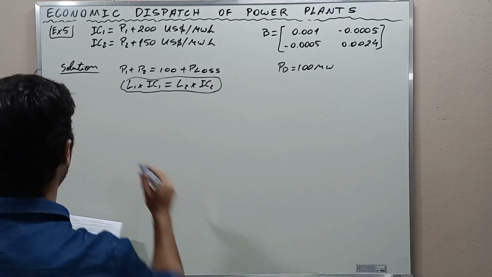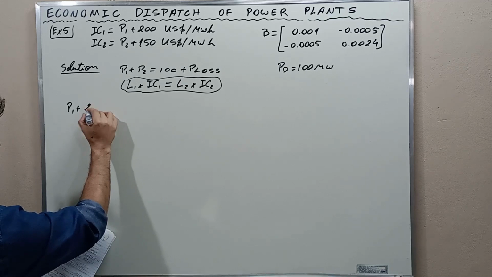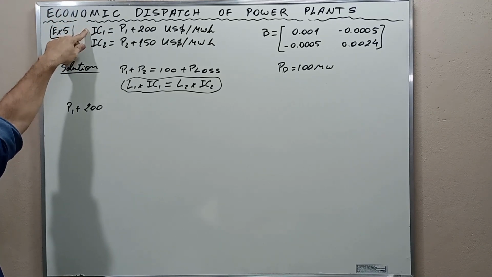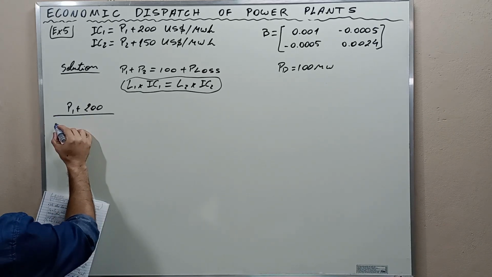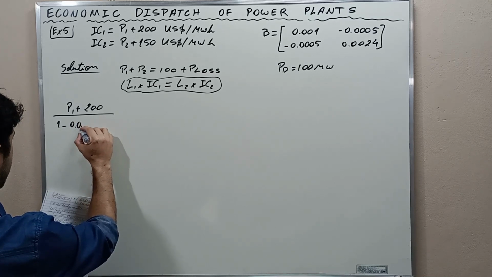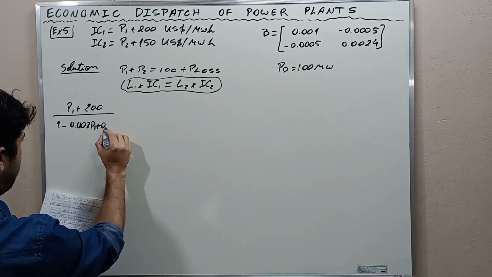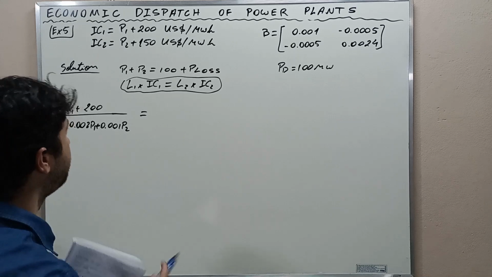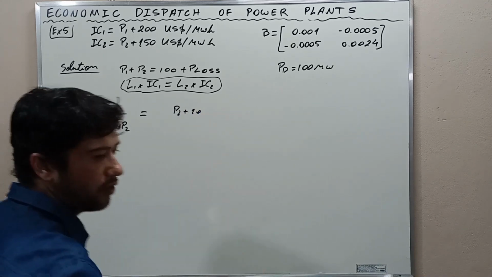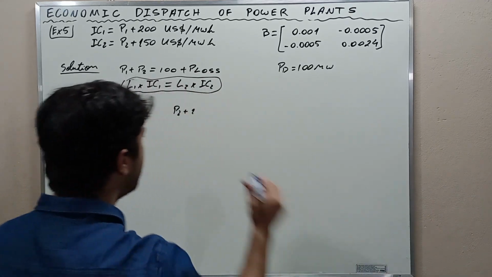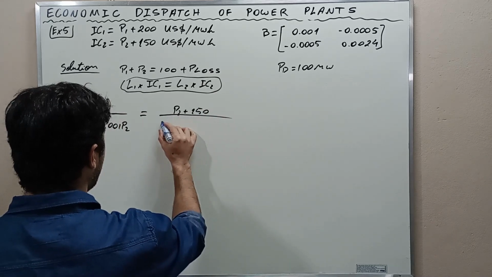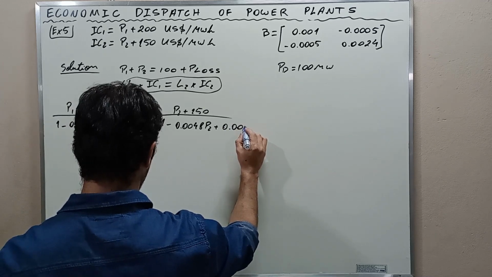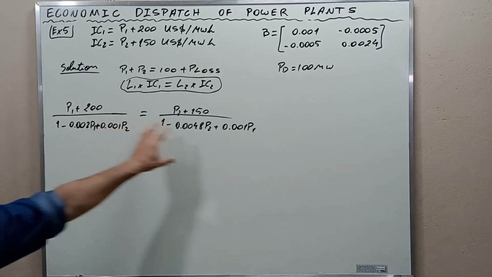So P1 plus 200, which is the incremental cost of operating power plant 1, divided by 1 minus 0.002 P1 plus 0.001 P2, has to be equal to P2 plus 150 divided by 1 minus 0.0048 P2 plus 0.001 P1. This has to be made equal to this.